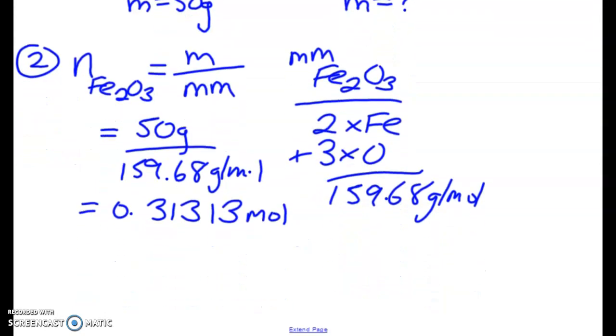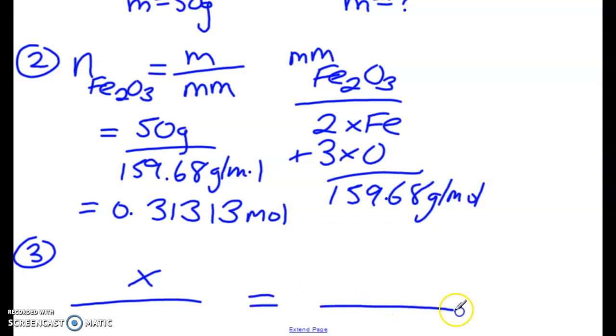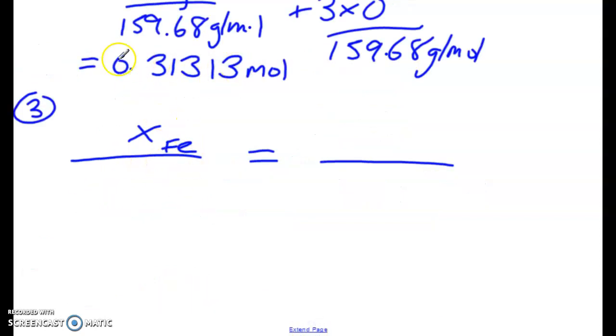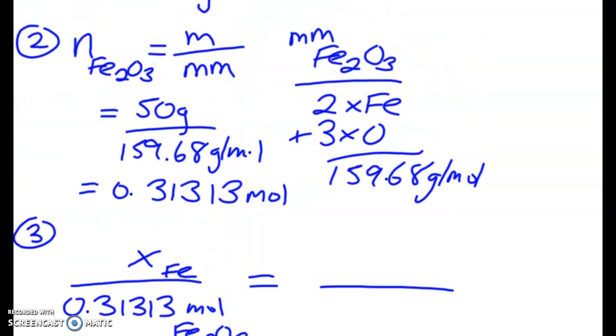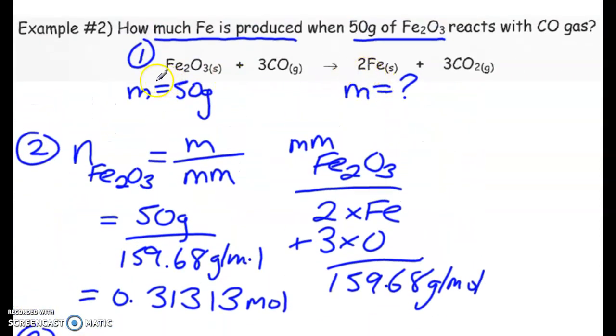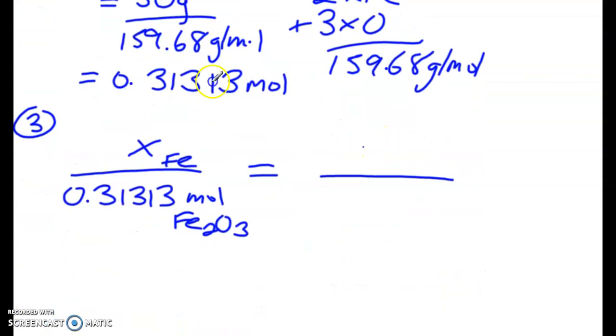Okay, awesome. So now we're going to set up our mole ratio. Remember, X is the substance we want. So we're looking for iron, so this is going to be moles of iron. Underneath is what we currently have the moles for, 0.31313 moles of iron(III) oxide. On the right-hand side are going to be coefficients. Iron is 2, iron oxide is 1. So this is going to be 2 Fe over 1 Fe2O3.